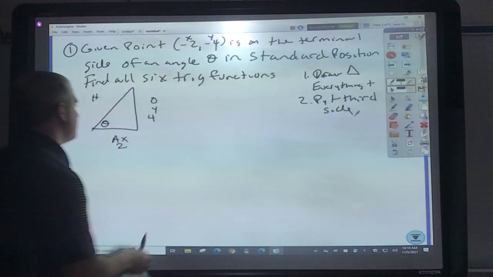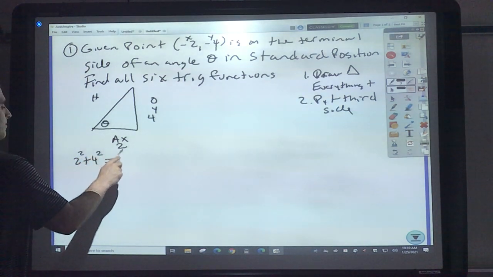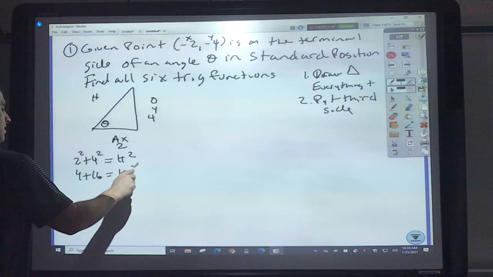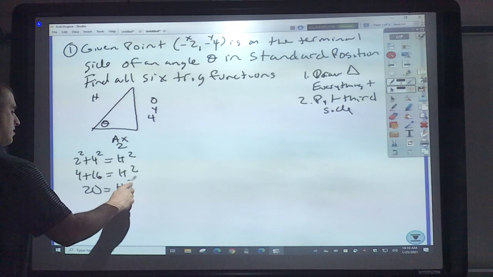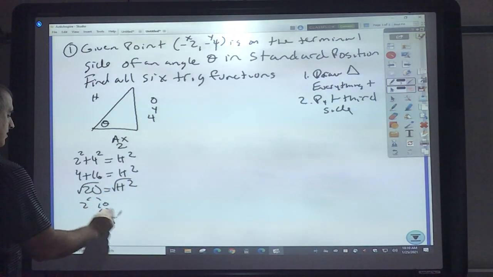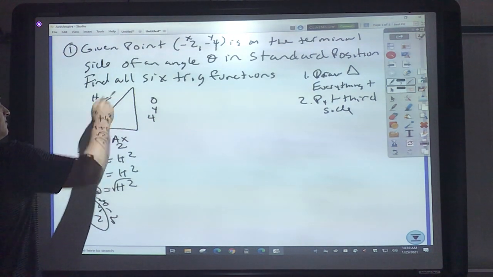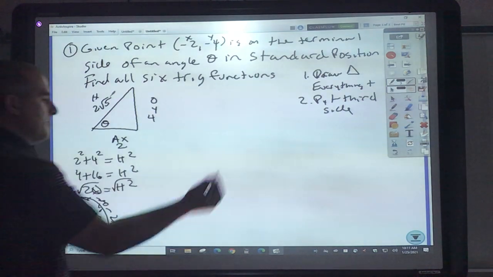So I got 2 squared plus 4 squared equals my hypotenuse squared, so that's going to be 4 and 16, and that would be 20, equals h squared. Take the square root of that. 2 and 10, 2 and 5. So that's going to end up being 2 square root of 5. Now, what I want to do is find the trig functions.